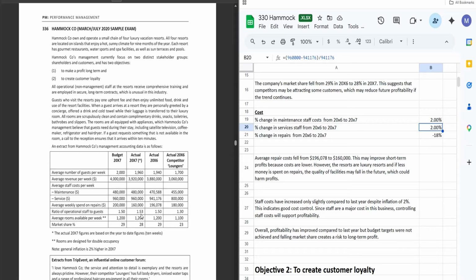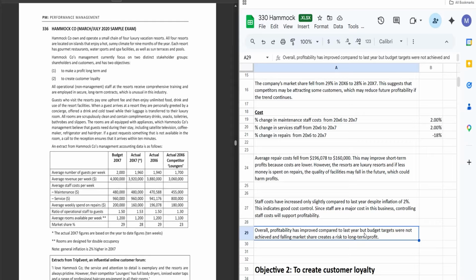Okay, so this could also be one of the reasons, or the reason could be the inflation as well. But somehow, despite having 2% inflation in the market, we are having good control over the staff. So overall profitability has improved compared to last year, but budget targets were not achieved and falling market share creates a risk to the long-term profit.